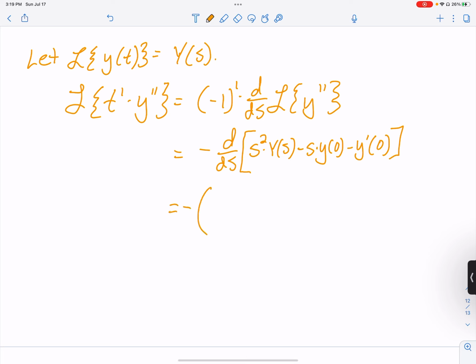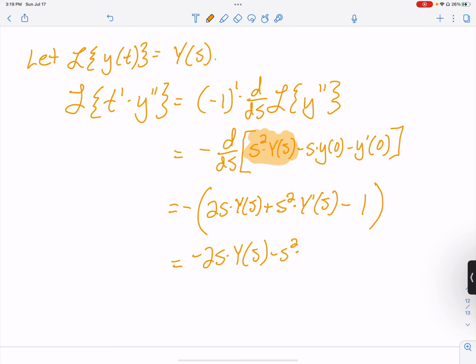It's negative. And this is where my students mess up. It's just misleading. Y of s is a function of s. So if I'm taking the derivative with respect to s, I've got to use the product rule here. So 2s times big Y of s, plus I leave s squared alone and I take the derivative of big Y of s. I don't know what that is, so I'm just going to call it Y prime. y of 0 is a constant, so the derivative of s is a 1 and the derivative of this constant is going to be 0. I could distribute the negative: negative 2s times Y of s minus s squared times Y prime of s plus 1.